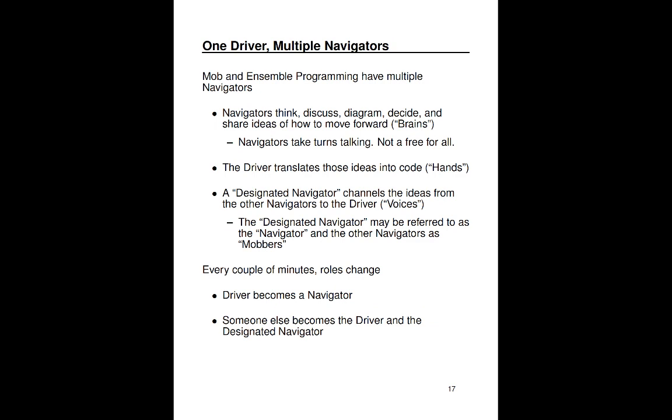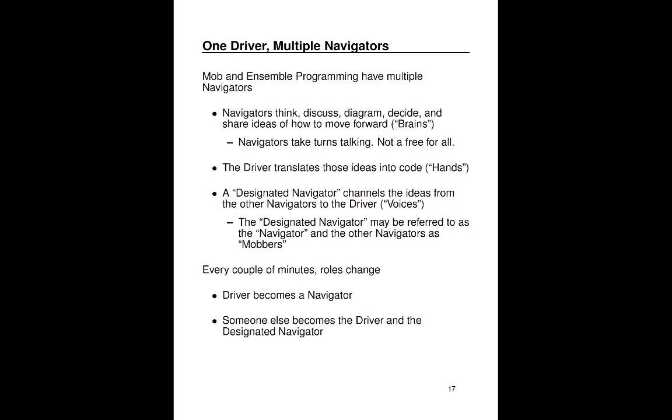Earlier, we learned about the driver and navigator roles in pair programming, and those roles are carried over into mob programming and expanded a little bit. Mob and ensemble programming have multiple navigators, and the navigators are once again the brains. They think about the problem, discuss solutions, write diagrams, decide what to do, and share ideas on how to move forward. Now, this isn't a free-for-all shouting match. It's a discussion in which navigators take turns talking. That's something that needs to be facilitated, but the mob will figure out how to do it over time.